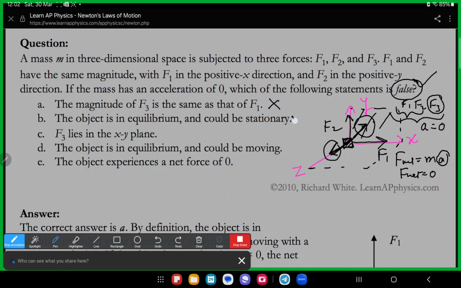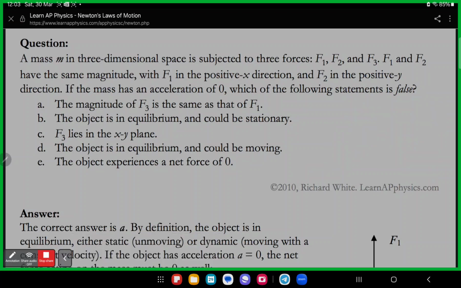This may be could be stationary as well. F3 lies in xy. This looks like the object in equilibrium and could be moving. This also looks like correct. The object experiences net force equal to 0. This also looks like net force is 0 only. Now the magnitude of F3 is the same as F1. Now whatever the F3 is, that is equal to F1.